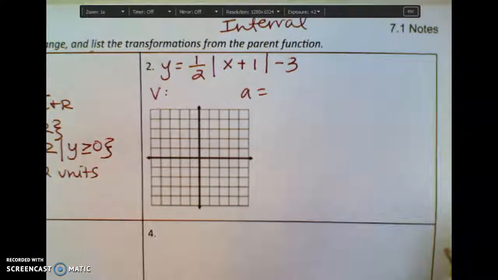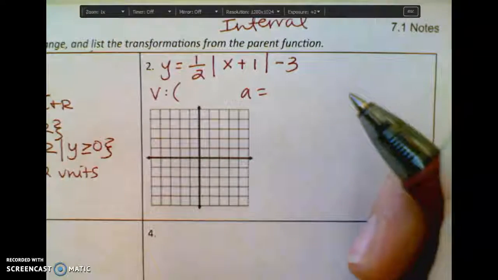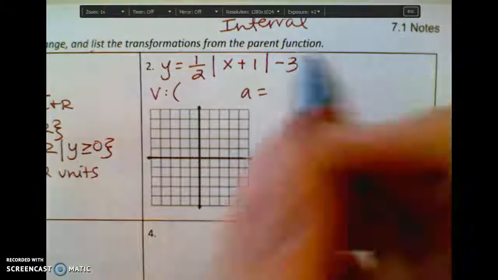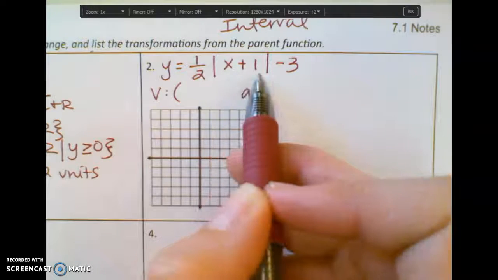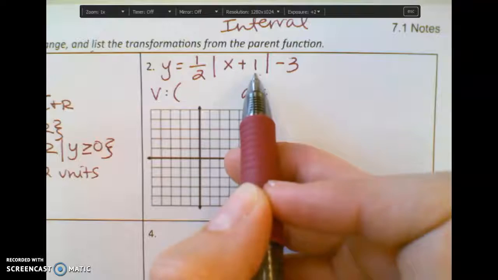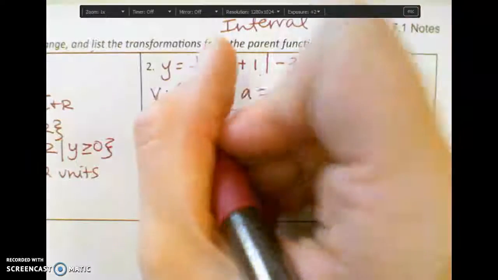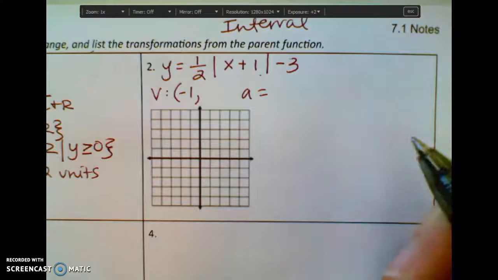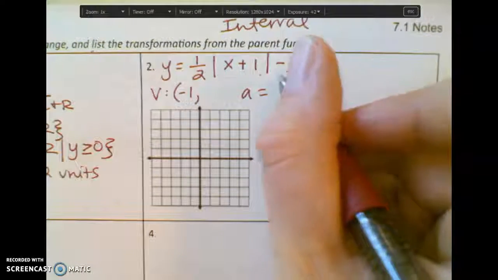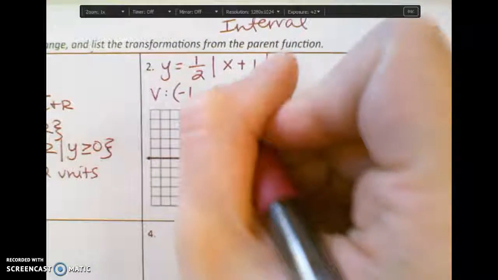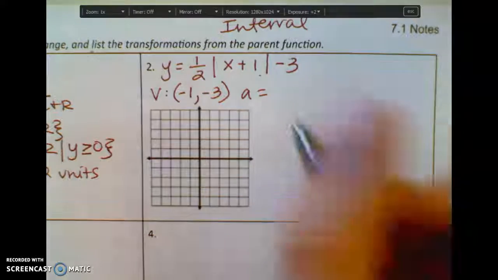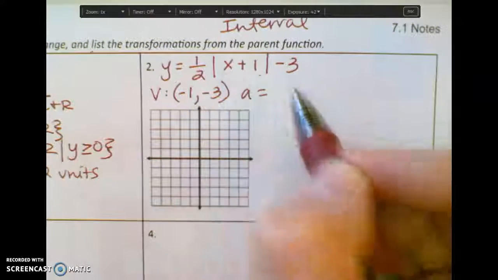So our vertex here, remember we look at h comma k. Well, our h value is always in the absolute values, but what's special about it? We take the opposite. So I see x plus 1. For my vertex, I take minus 1. Then for my k value, I take exactly what I'm given, that -3. We only take the opposite of what's in the absolute values.